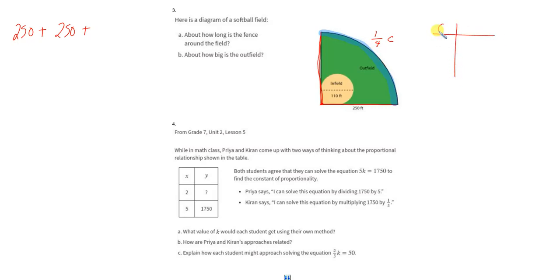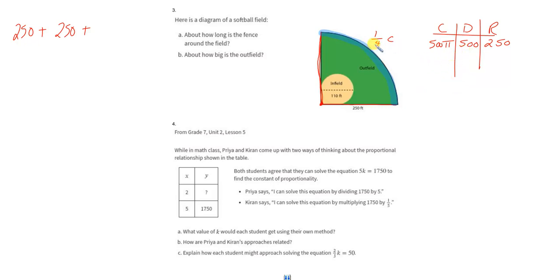We need circumference. We need diameter. But we're given radius. How do I know that I'm given radius? Because that's the 250. Full circle, that would have been halfway across. So the radius is 250, which means the diameter is 500. And it means that the circumference is 500 times pi, or 500 pi.